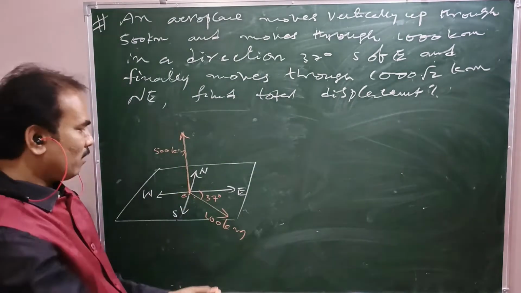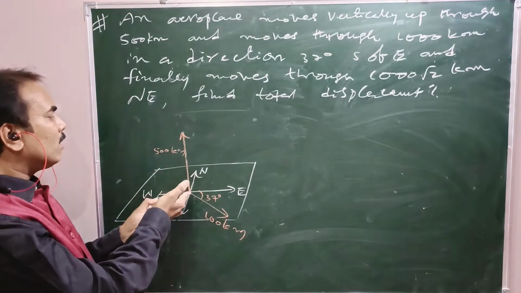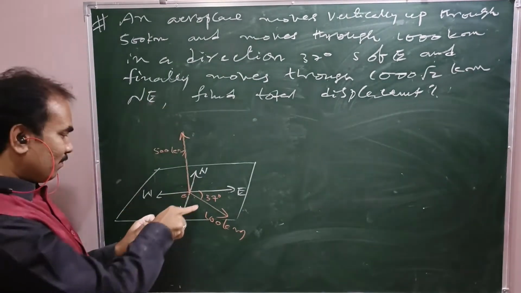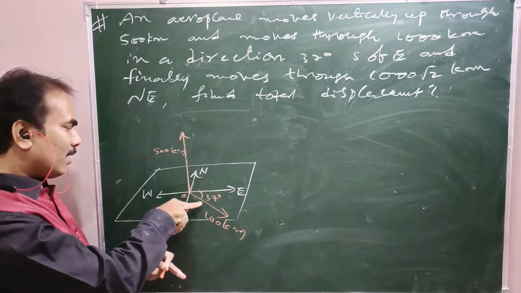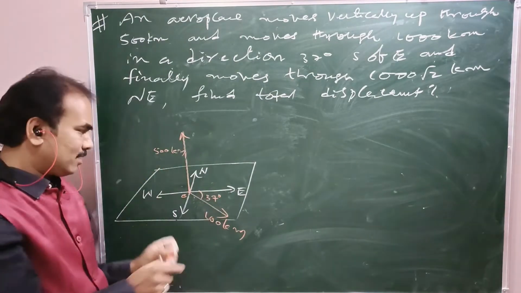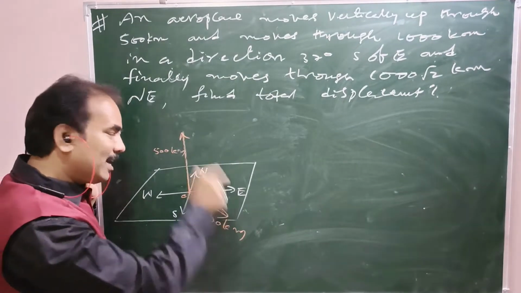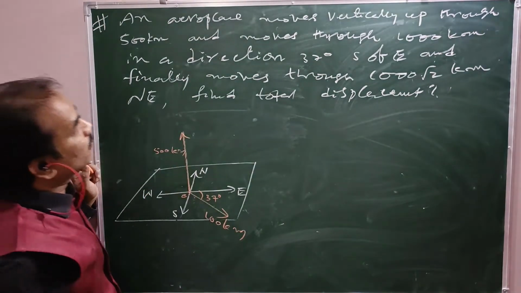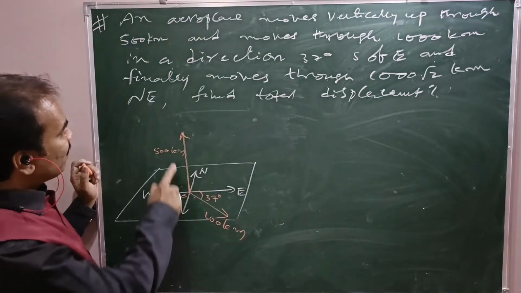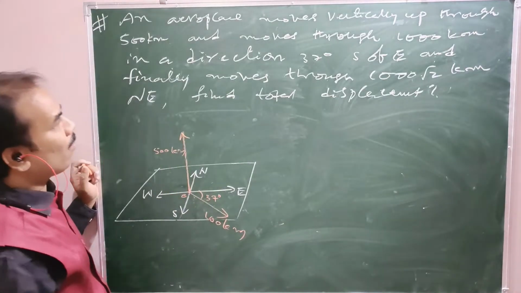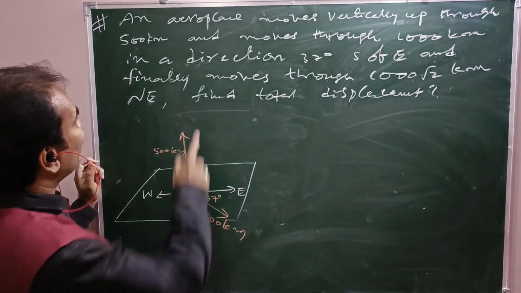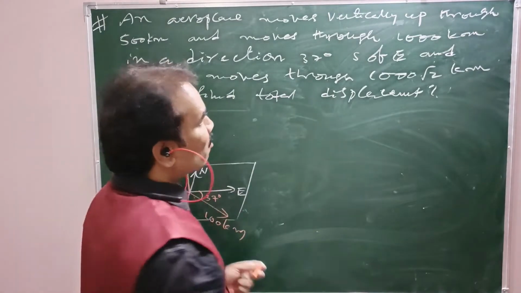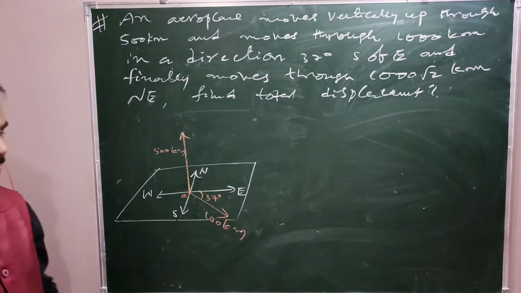S1 bar, S2 bar. S1 bar is due vertically up, but S2 bar is in the fourth quadrant, making 37 degrees with east. Am I right? So these two displacements are over. Now, what is the final displacement? Finally it moves through 100√2 kilometers northeast.